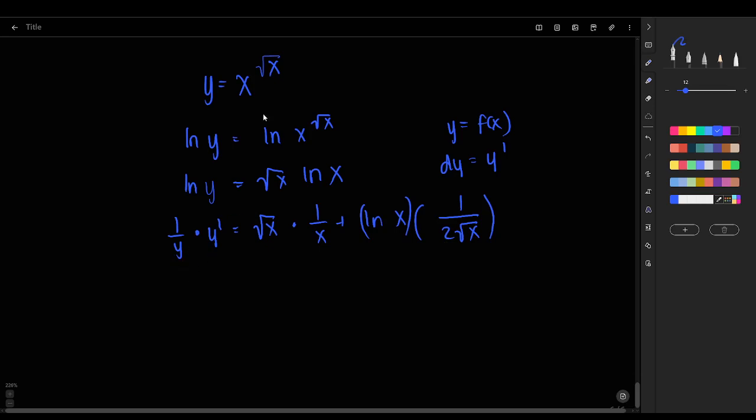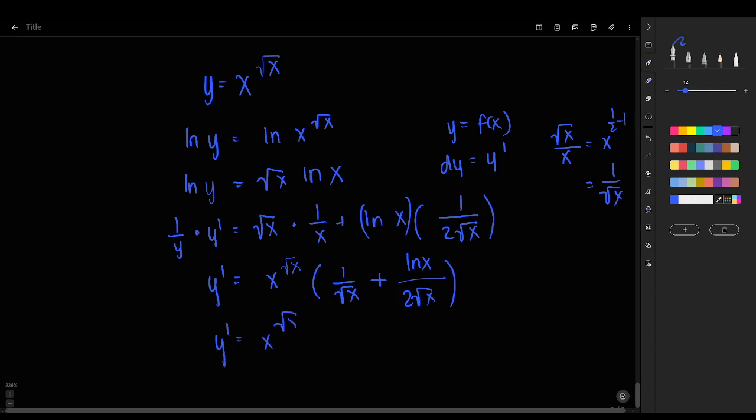So yeah, what is y? We know that y is just x to the power of the square root of x, so you just have to multiply the right hand side by x raised to the square root of x. So y prime is just x to the power of the square root of x times, what is this one? So square root of x all over x is just x to the 1 half minus 1. So that is 1 all over the square root of x, plus the ln x all over 2 the square root of x. Yeah. You could combine the fraction here, so that is x to the power of the square root of x times 2 over 2 the square root of x plus ln x all over 2 the square root of x. And you can have it as your final answer.